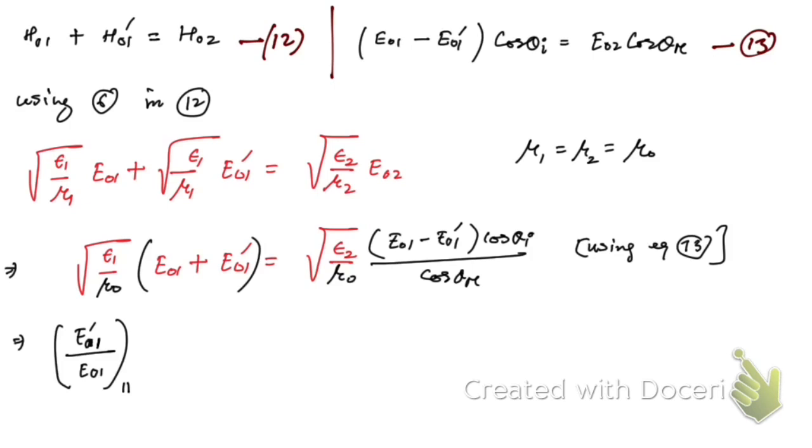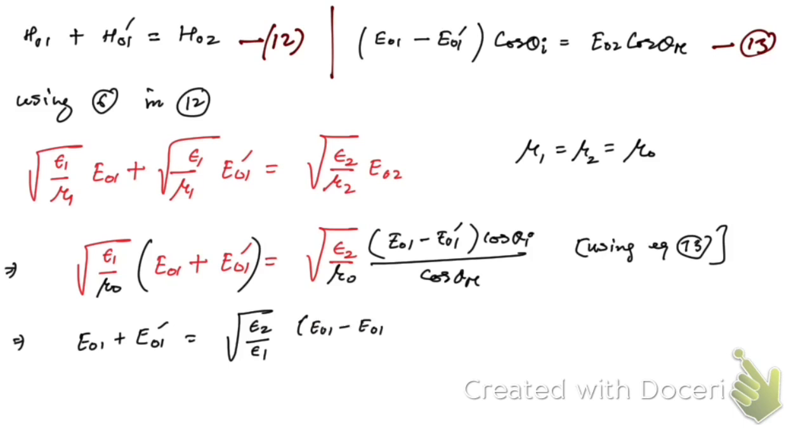Instead of writing the result directly, let me simplify this. Then root over e naught will be cancelled. Then we're going to have E naught 1 plus E naught 1 dash is equal to root over epsilon 2 by epsilon 1, and here we're going to have E naught 1 minus E naught 1 dash, times cos theta I by cos theta r. That's what we're going to get here.